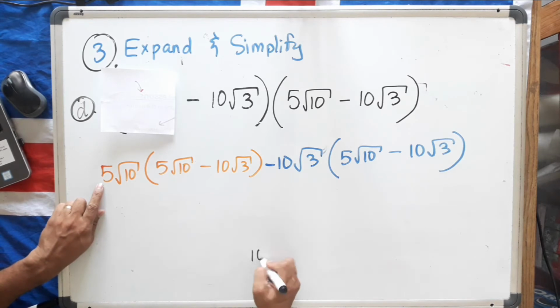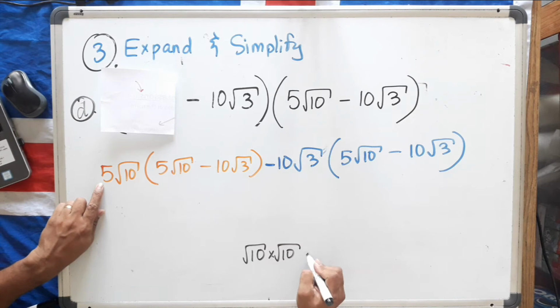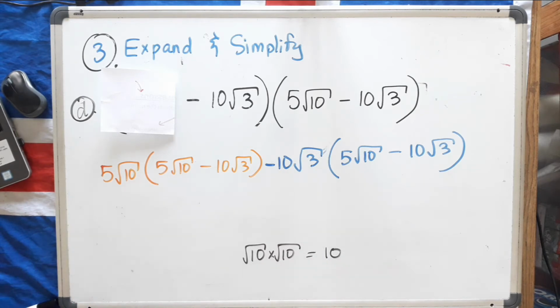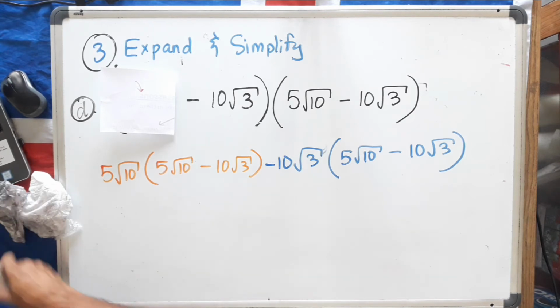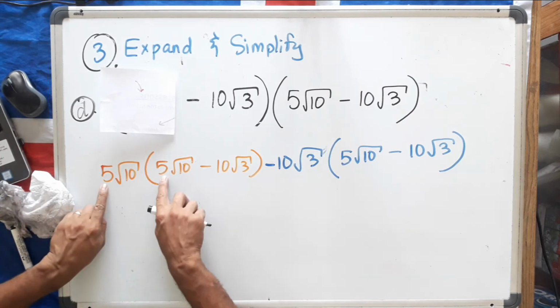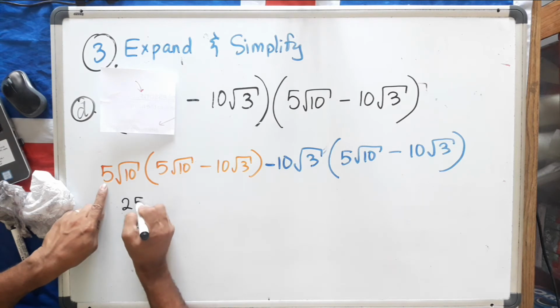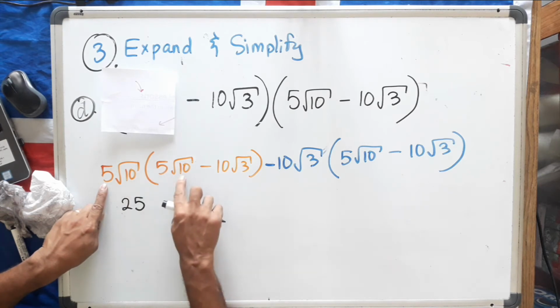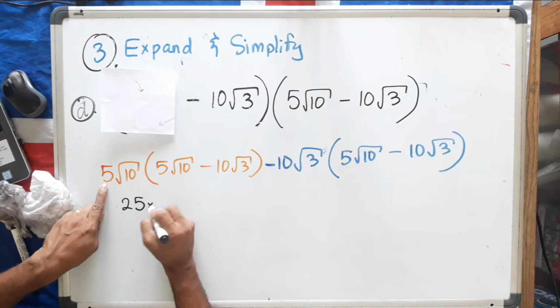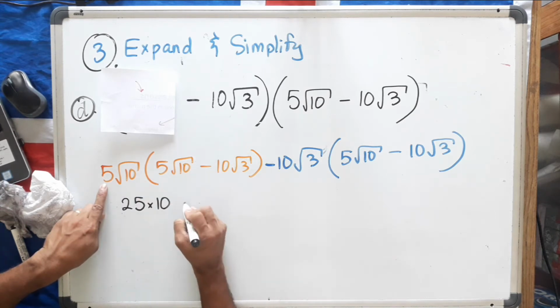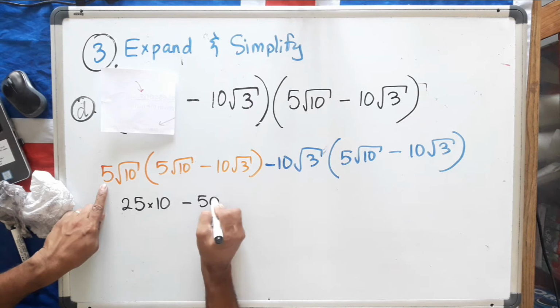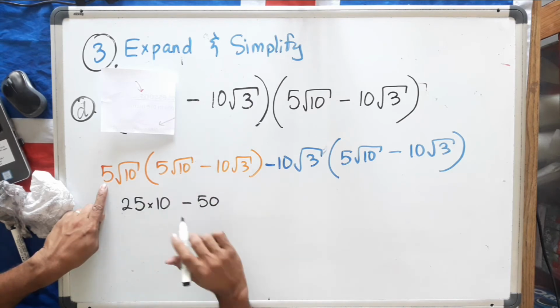Remember, if we have two same things being multiplied and they have a square root, the square root of 10 multiplied by the square root of 10 is just simply 10. So I'm going to try to do this. Let's see. 5 by 5 is 25. And the square root of 10 by the square root of 10 is just simply 10. 5 by minus 10 is 50, right? 5 by 10 is 50. Don't forget your minus sign.